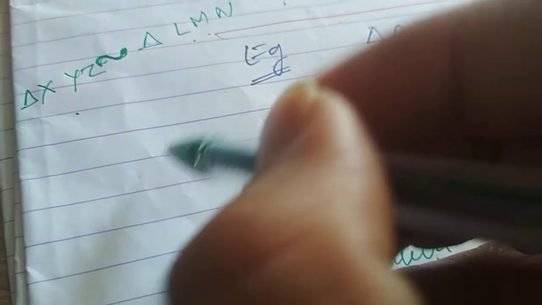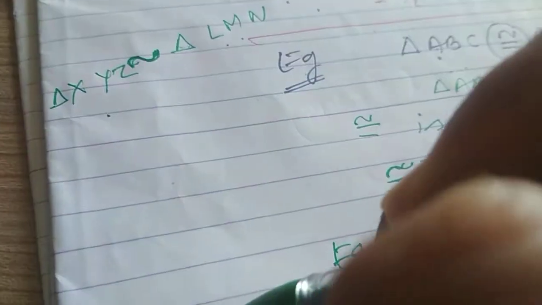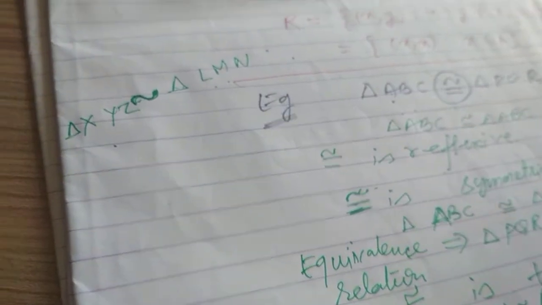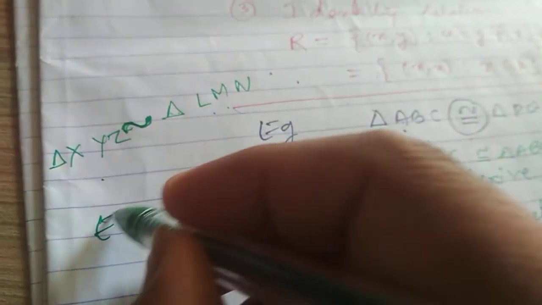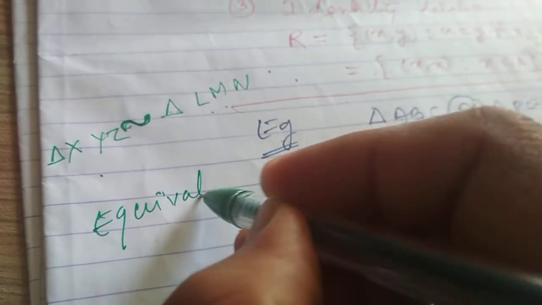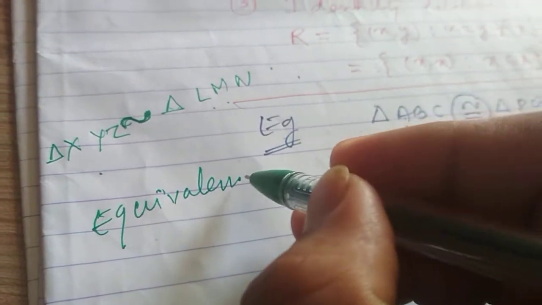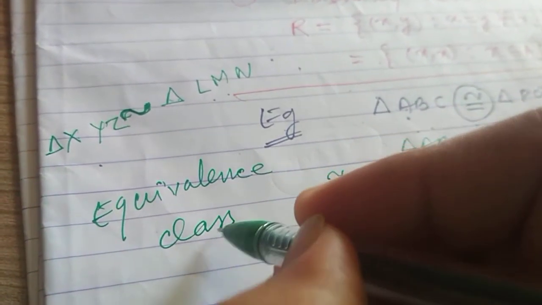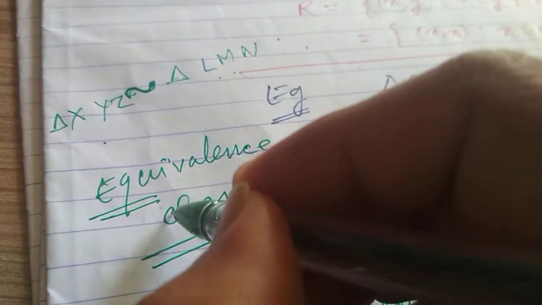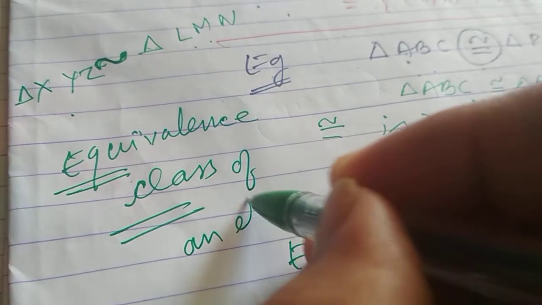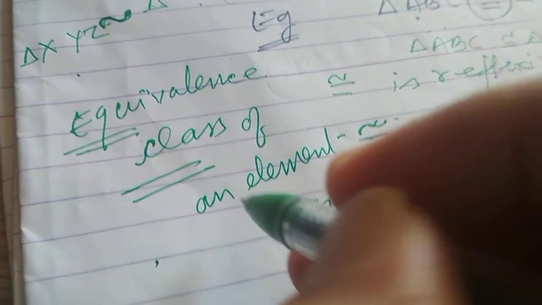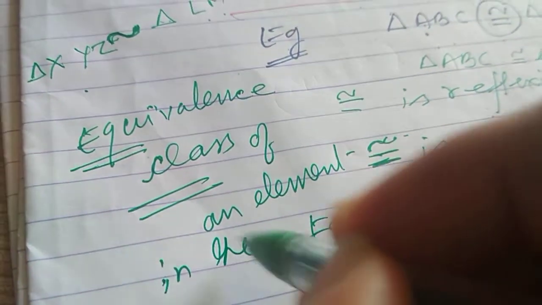Now, one more thing is that we will study with the help of Cartesian product. We need to also find the ordered pairs. So there is a concept called equivalence class. Equivalence class always exists for an element or of an element. Okay. And in the ordered pair.